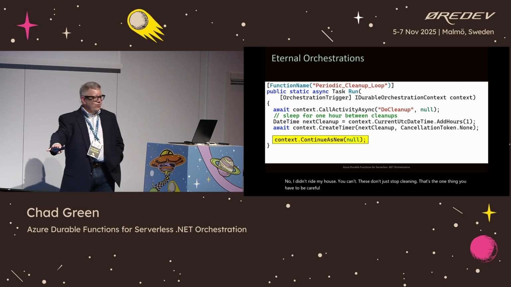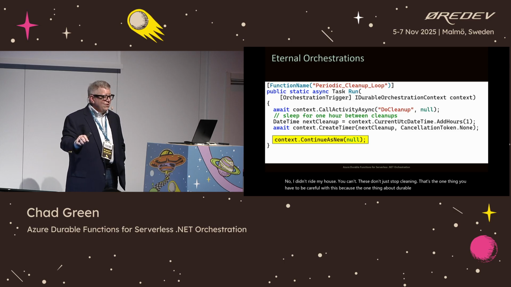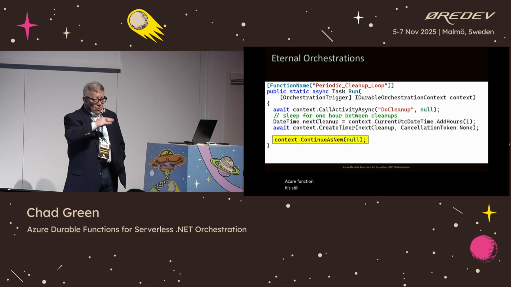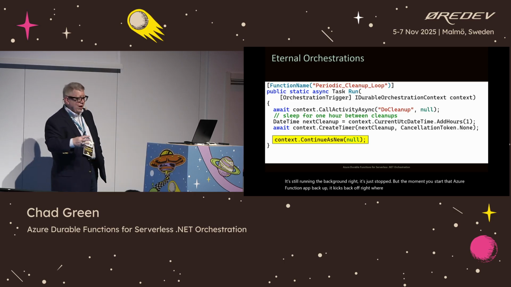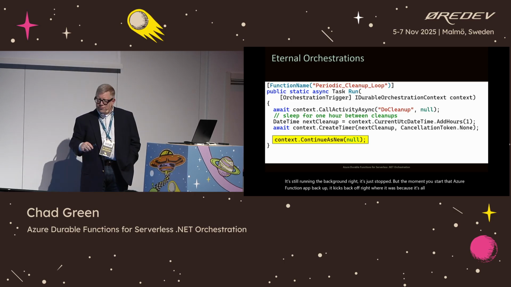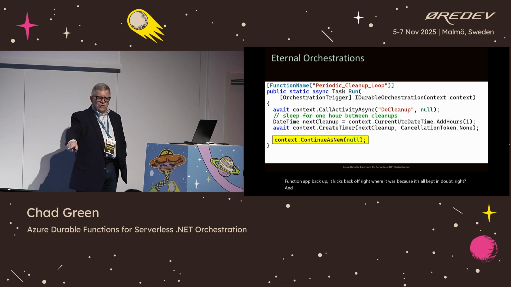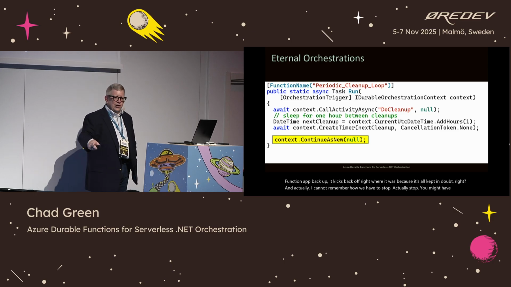Because the one thing about durable functions is you stop the Azure function, it's still running in the background, right? It's just stopped. But the moment you start that Azure function app back up, it kicks back off right where it was, because it's all kept in data, right? And actually, I could not remember how we actually stop it. I mean, you might have to actually go into the table storage and clear it out. I can't remember.